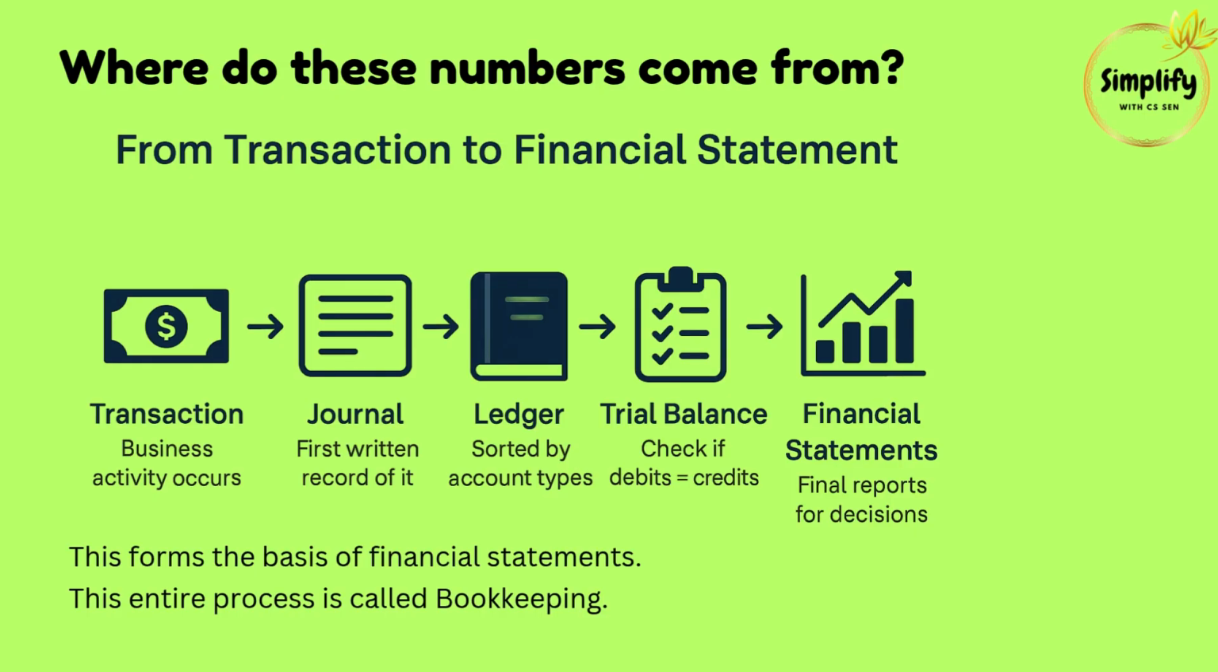How it all flows together: these individual transactions are first recorded in the journal, then sorted into the ledger, balanced in the trial balance, and finally appear as totals in the financial statements, as the profit and loss statement, balance sheet, and cash flow statement. This forms the basis of financial statements, and this entire process is called bookkeeping. Let's now explore some common accounting terms to help us better understand financial statements.